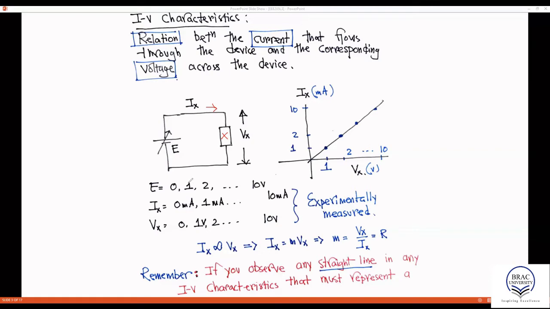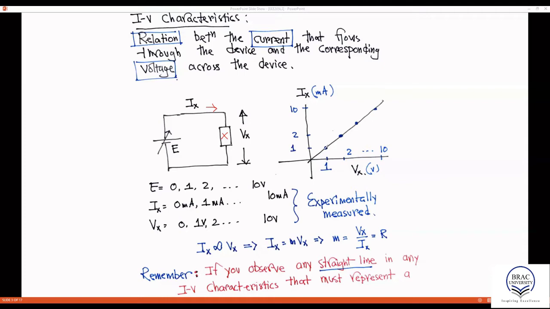Let's say when we apply 1 volt, we find the current to be 1 milliampere, and the voltage to be 1 volt. This way, we go up to 10 volt. When it is 10 volt, we get 10 milliampere, and 10 volt across the device. Now that we have obtained around 10 points, let's plot it.